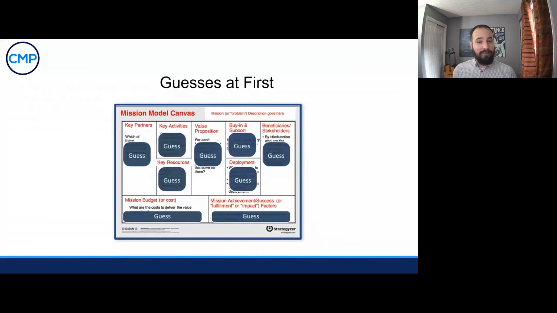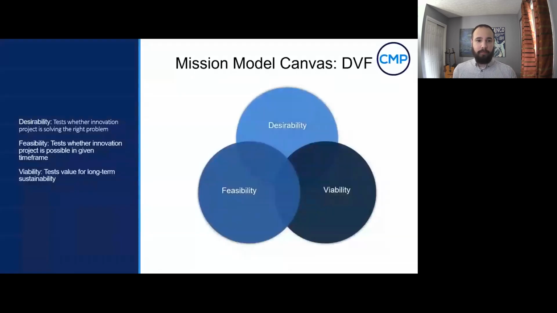Early on in the process, no one's going to know. Again, kind of another preview or review, I should say, of the mission model canvas, this three-legged stool approach. So remember that desirability tests whether the innovation project is solving the right problem. Feasibility tests whether the innovation project is possible in a given time frame. Remember, we're looking at 1 to 2 years at most for the deployment of a particular solution. And then viability there at the end is a test of value for the long-term sustainability.